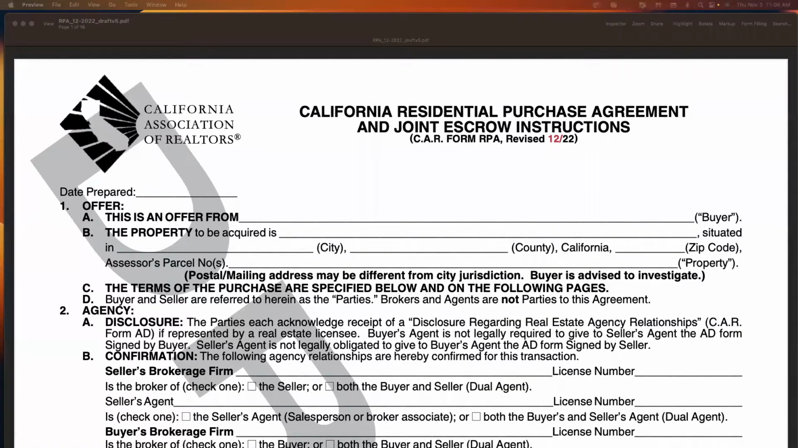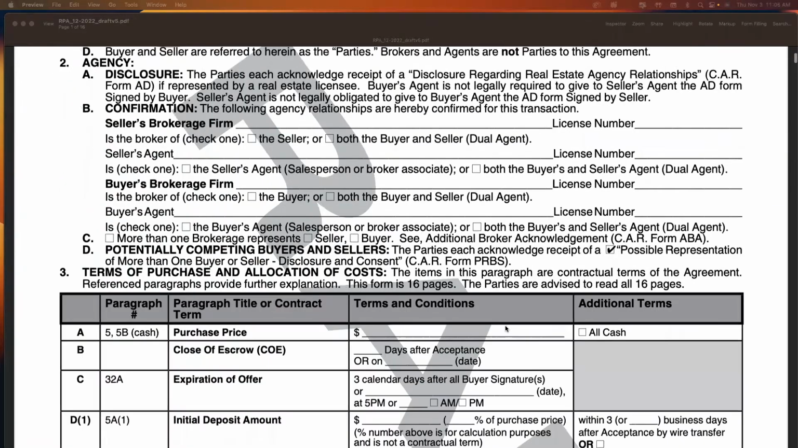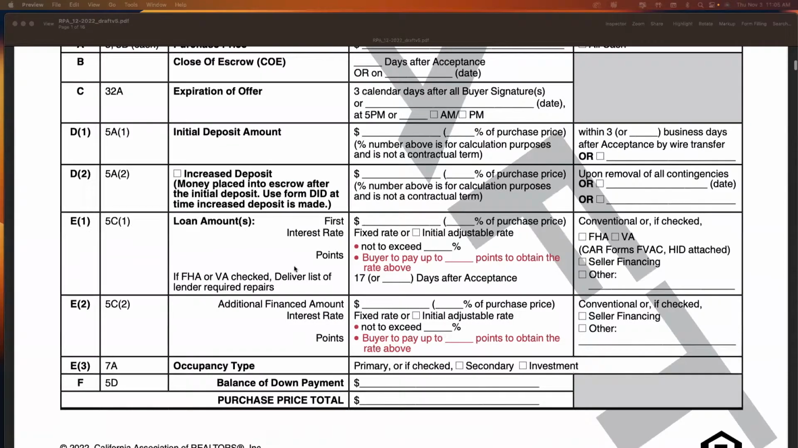What you should be seeing right now is the RPA. I know we just finished doing the RPA, but there are some changes coming in December. We're not going to dig super deep; I just want to show you what those changes are so that you're prepped and ready when December comes around. The first one I want to show you is here.